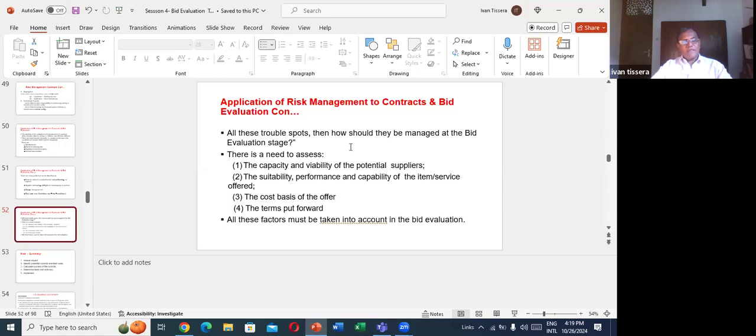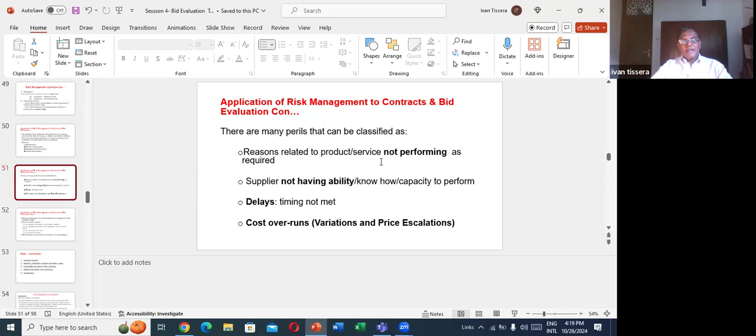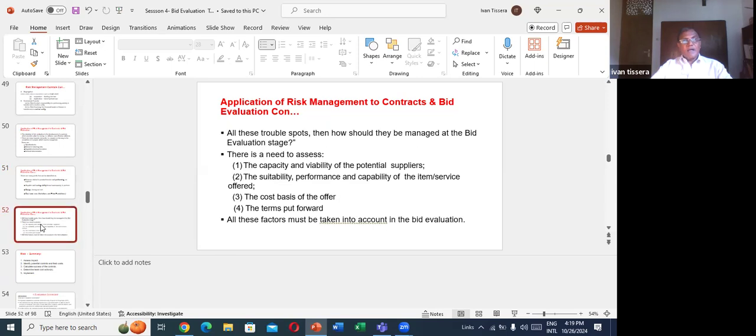There may be a lot of risk. We can identify these risks, right? Performance risk, contractor's ability risk, delay risk, cost overruns. How to handle all these trouble spots? There is a need to assess. That's why we do post-qualification. Can you remember? We must consider contractors' capacity and viability of potential suppliers, right?